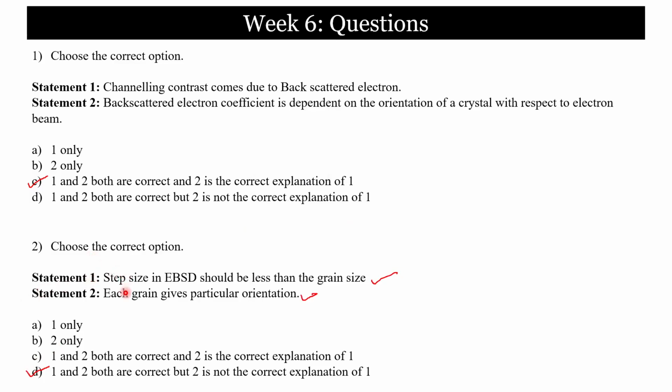So, statement 1 says that the step size in EBSD should be less than the grain size. This statement is very much correct, because if the step size is more than the grain size, then we will not be able to resolve the things more clearly. And statement 2 says that each grain gives particular orientation. This statement is also very much correct, but this is not the explanation for statement 1. So option D, that statement 1 and statement 2 both are correct, but statement 2 is not the correct explanation of statement 1. So option D is the correct answer for question number 2.